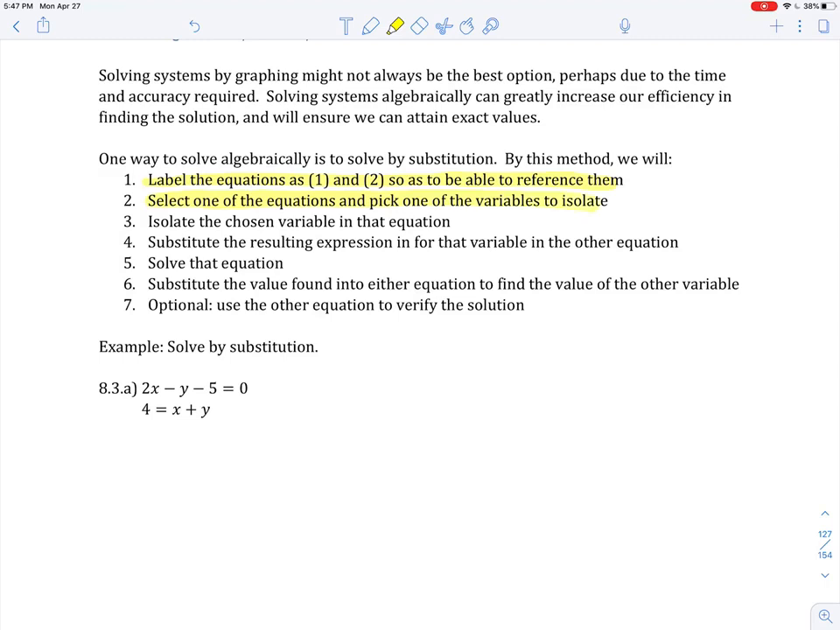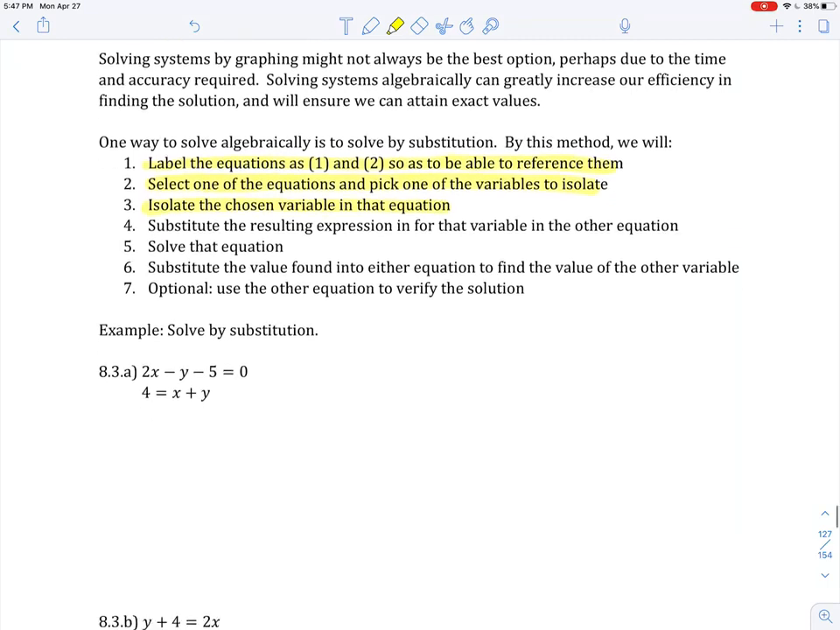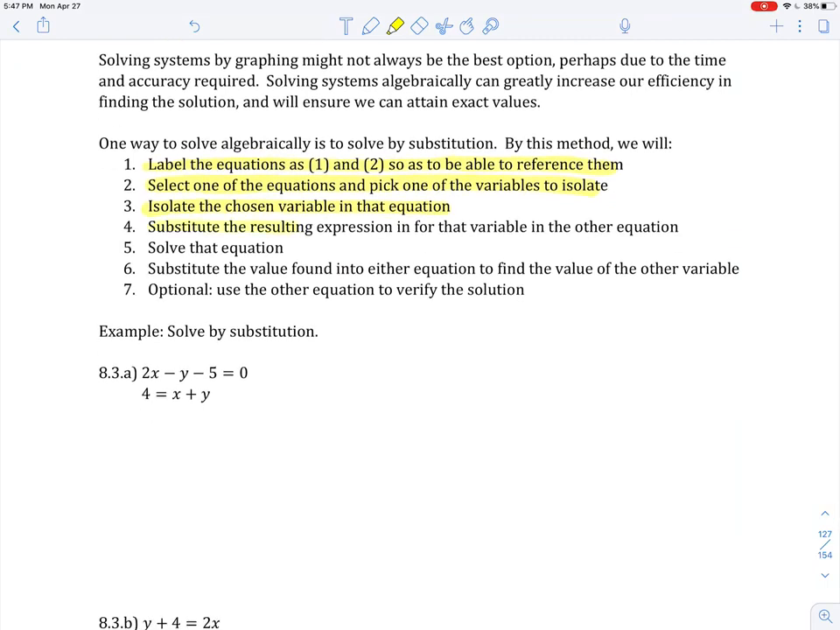Step 2, we are going to select one of the equations and then pick one of the variables to isolate. It really doesn't matter which equation we choose, or which variable we isolate. We tend to just do whatever's easiest, right? Step 3 is we're going to then isolate that chosen variable in that equation. Sometimes it's actually already done for you. Sometimes not so much.